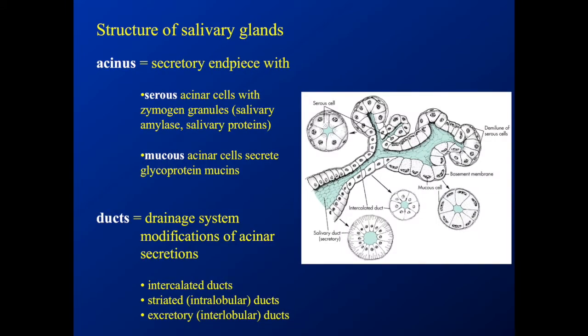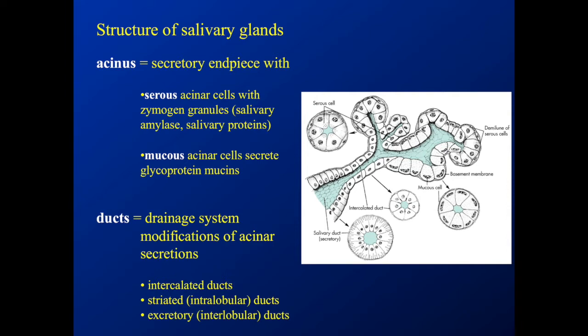So the structure of salivary glands is shown here, and you can break it into two parts. You have the acinous cells that are the secretory end pieces, and there are two types. You have the serous acinous cells with zymogen granules, and these secrete salivary amylase and salivary proteins. And then the mucous acinous cells secrete glycoprotein mucus into the lumen of the ducts, and then the combination of these two secretory cells is what your saliva is when it's created and passed through the ducts.